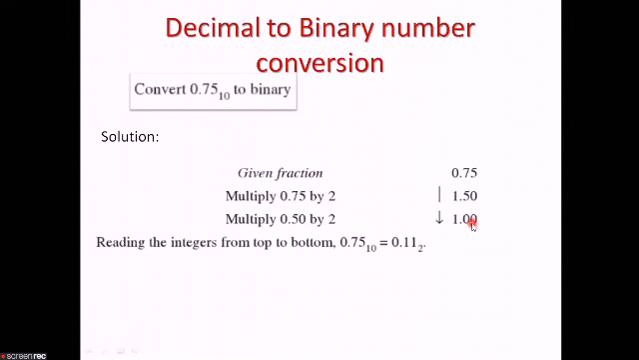Now we stop here. Why are we stopping? Because if we multiply 0 by 2, it will be 0, so we will not be getting any result here. So we are getting 0.11. Why? Because we are reading the integers from top to bottom. That's why the arrow is given in this direction. So it is 0.11 to the base 2. Why is it base 2? Because it is converted to a binary number.